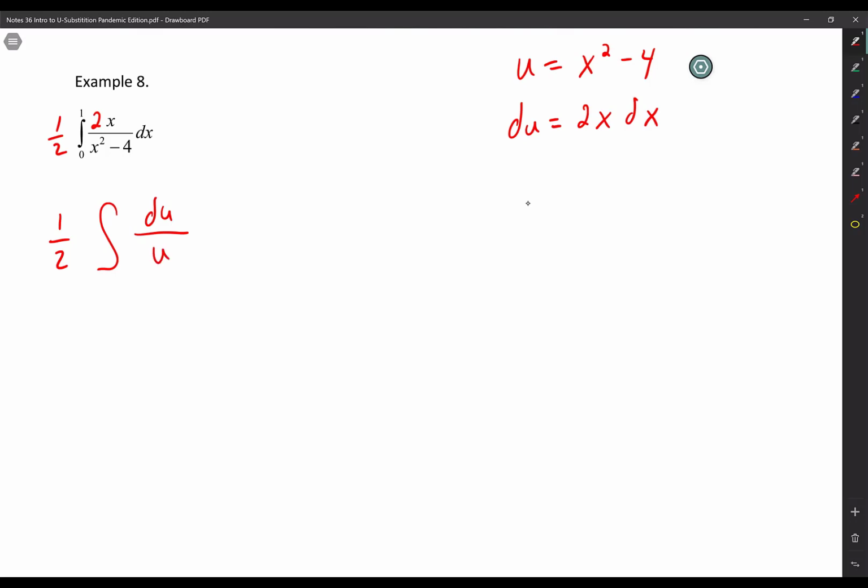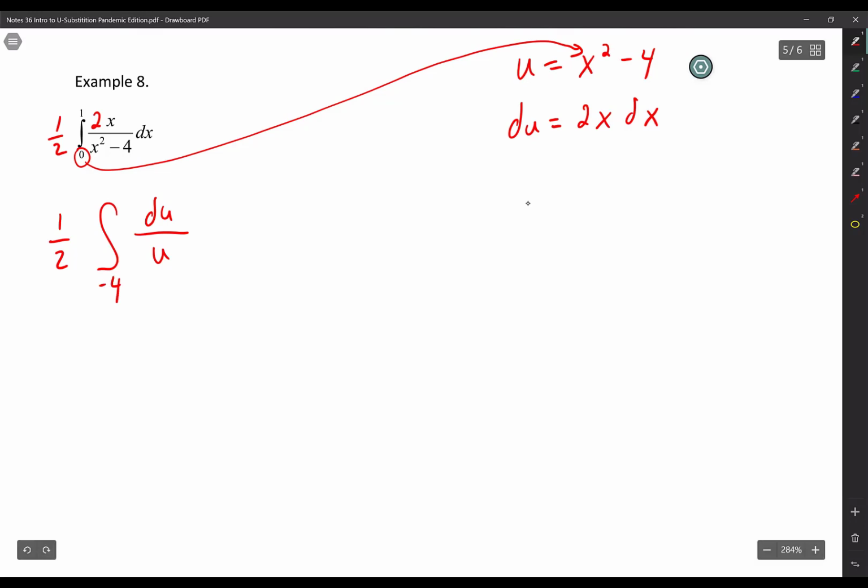I need new limits. Plug in the 0 in here. 0 squared minus 4, -4. That's why the antiderivative of this one's going to have an absolute value. You'll see it right now. Plug in the 1, not into the u there, into the x. 1 squared is 1. 1 minus 4 is -3. I'm going to rewrite it so you guys can see it easier. 1/2 integral from -4 to -3 of 1 over u du.